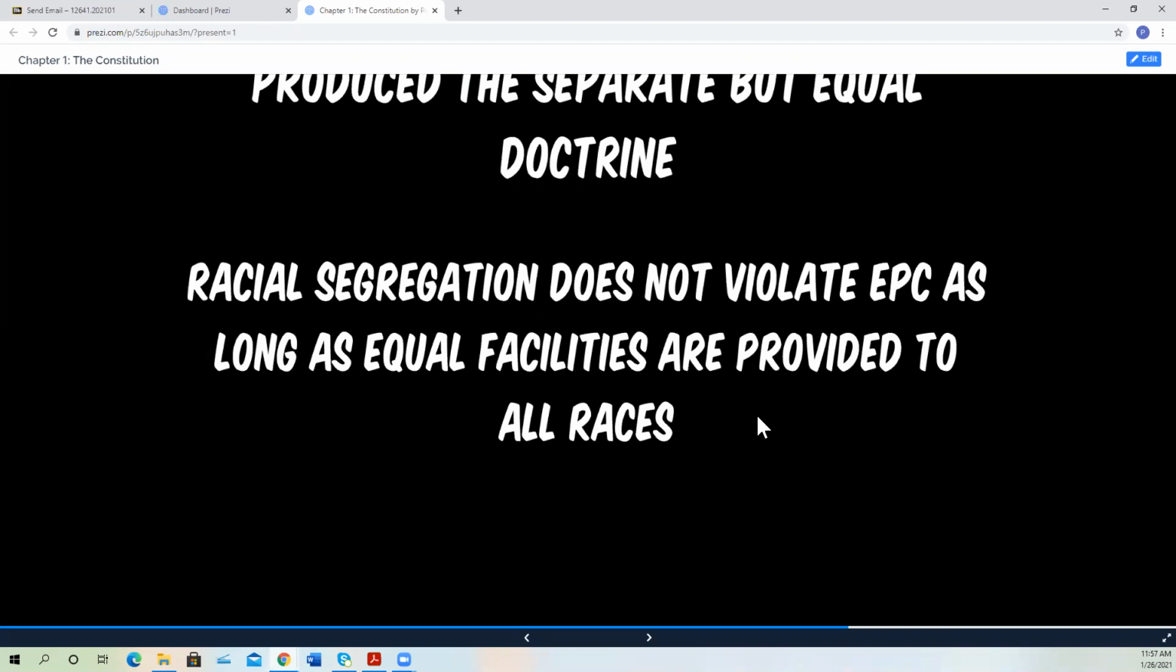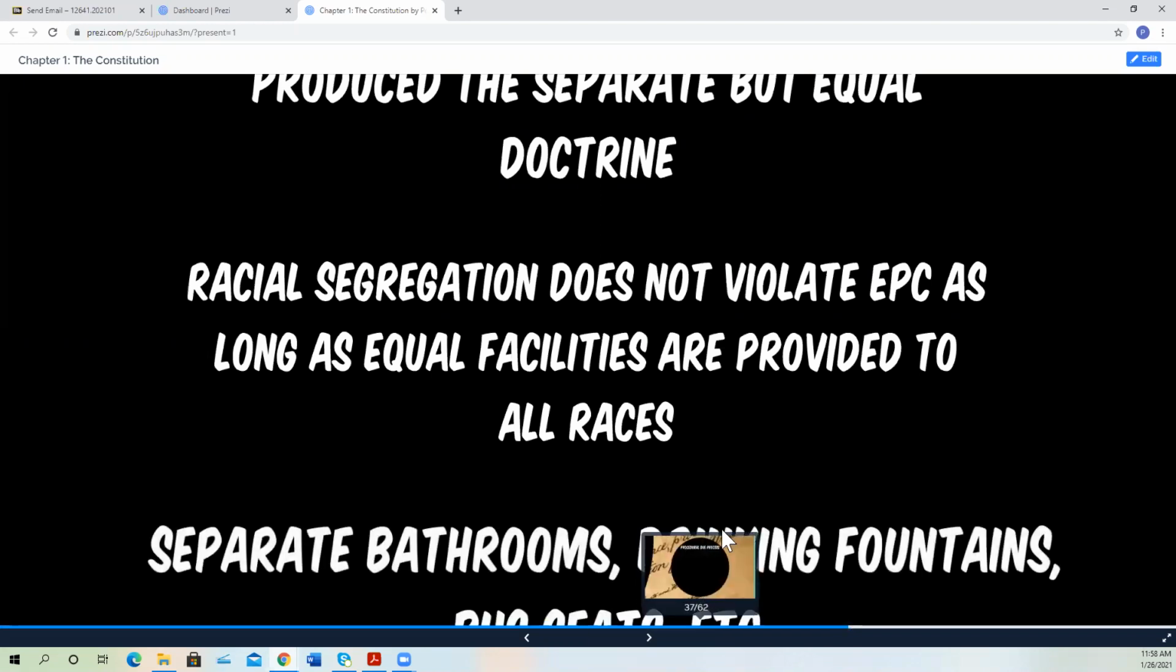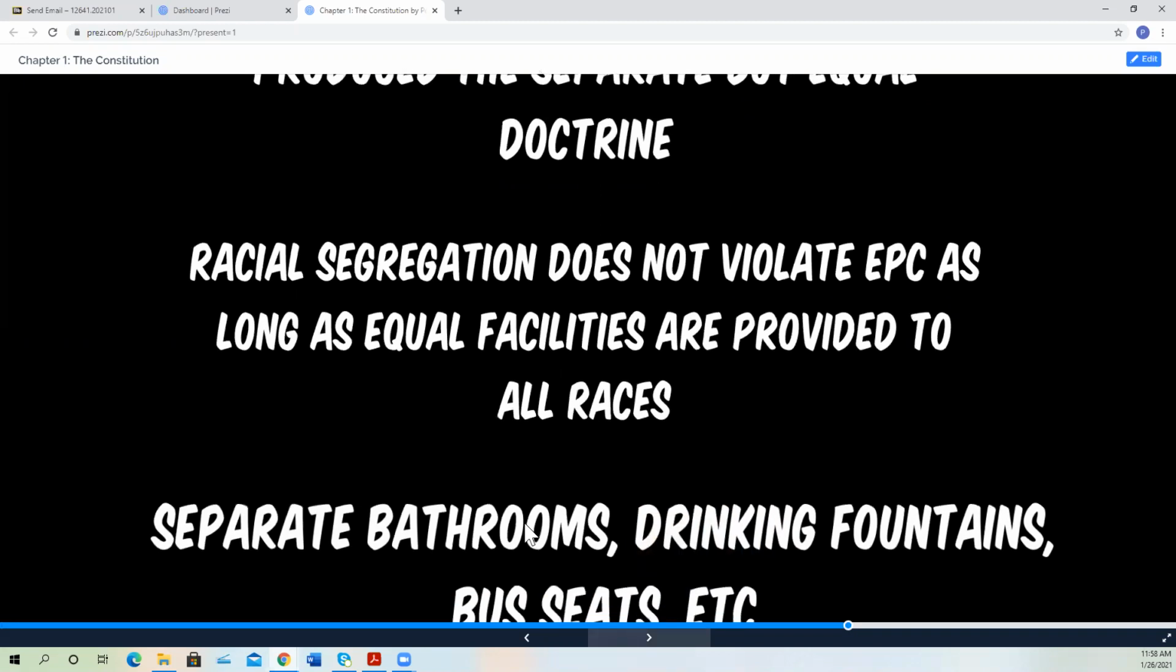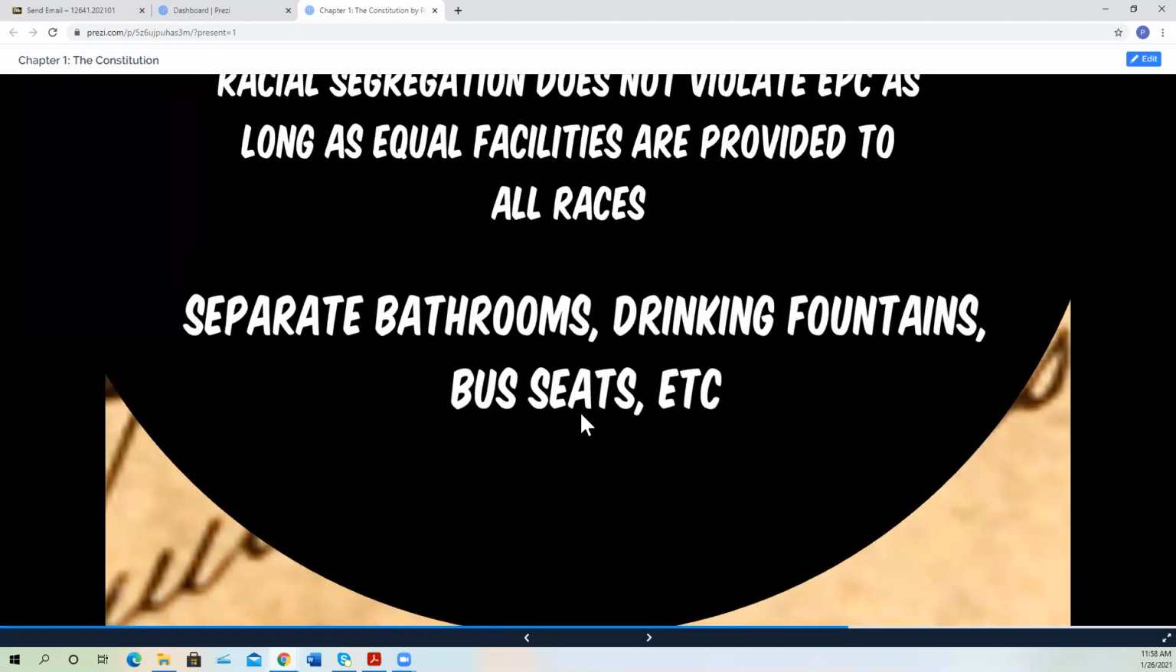So if we're going to take you from your neighborhood and put all blacks in this school and only blacks in that school and whites in this school, that doesn't violate the Equal Protection Clause, as long as the facilities are equal, as long as the school that just has minority kids has the same facility as far as what they have access to as the non-minority school. And that was the law for many years. And it applied to separate bathrooms, drinking fountains, bus seats.